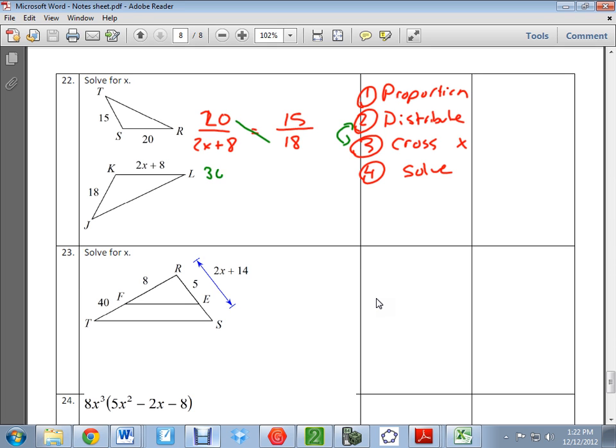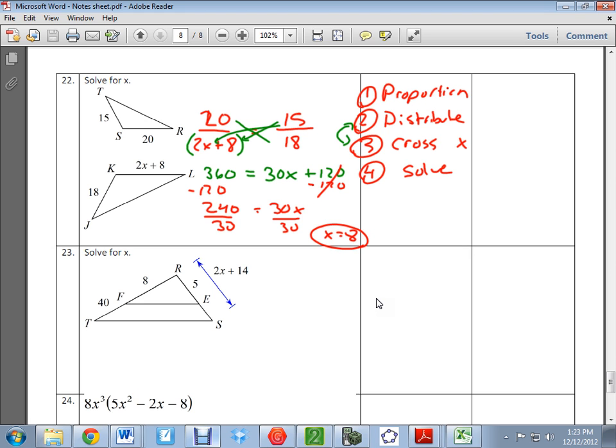20 times 18 is 360, which is equal to 15 multiplied by both the 2x and the 8. What is 15 times 2x? 15 times 2x is 30x. 15 times 8 is 120. Subtract 120 from both sides after we start solving it, and we get 30x is equal to 240. Then we divide both sides by 30, and x is equal to 8.